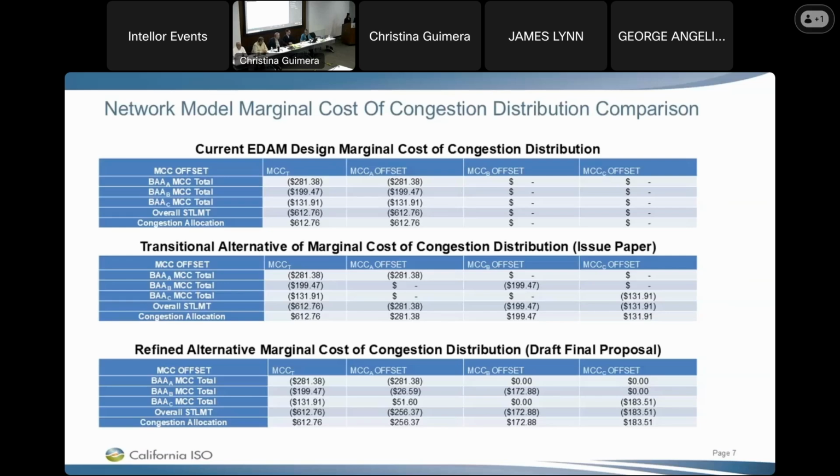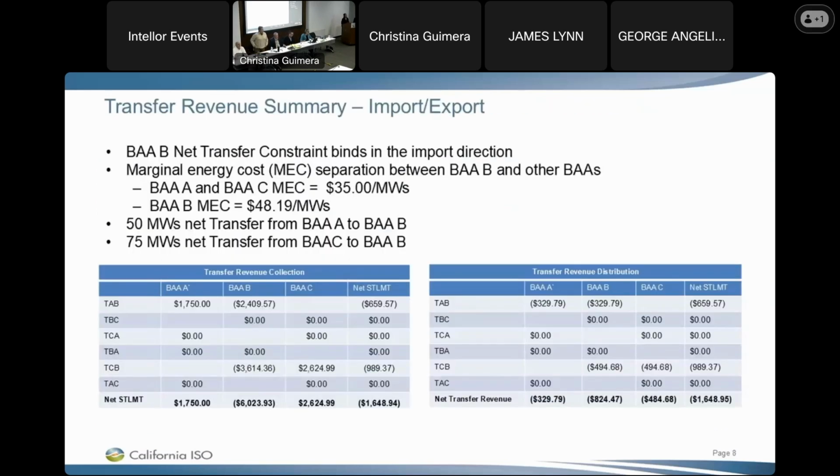You have something else? Yeah, I had one more slide at the end. Oh, sorry, I missed a slide. One more slide. Transfer revenue. Jumping in. Okay, thank you, James.